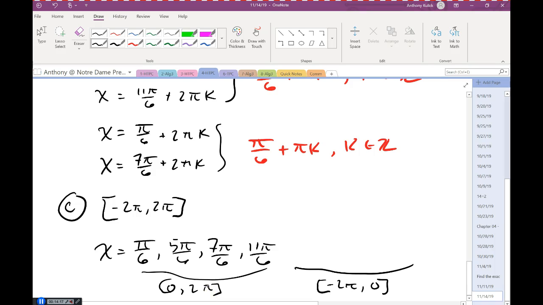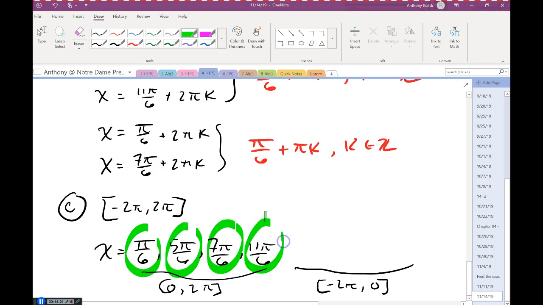So how would I find those answers? I just need a negative angle that's coterminal to each of these. So I would get that just by subtracting 2 pi from each of these. So that would be negative 11 pi over 6, negative 7 pi over 6, negative 5 pi over 6, and then negative pi over 6.